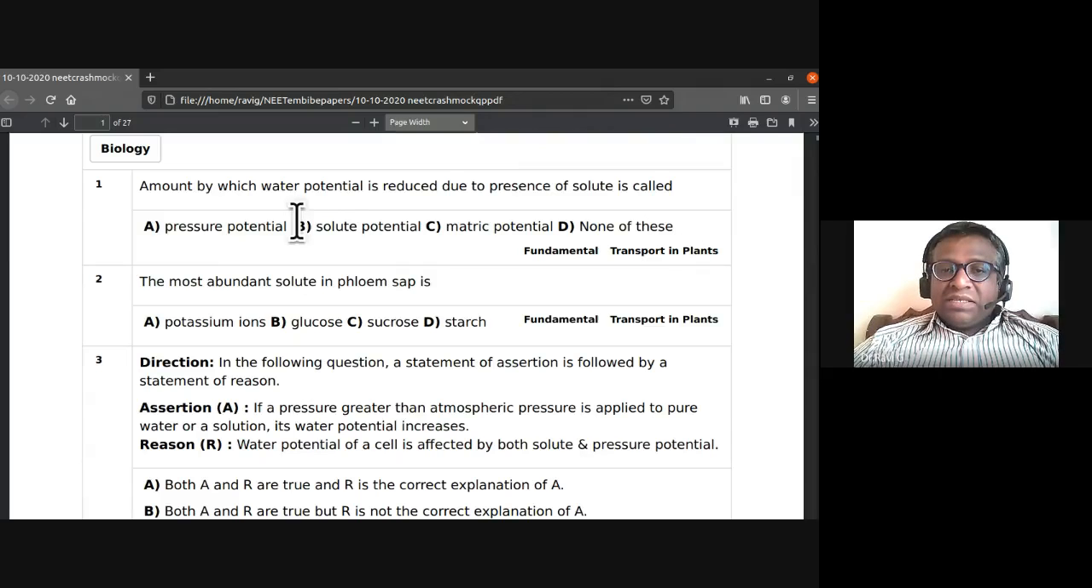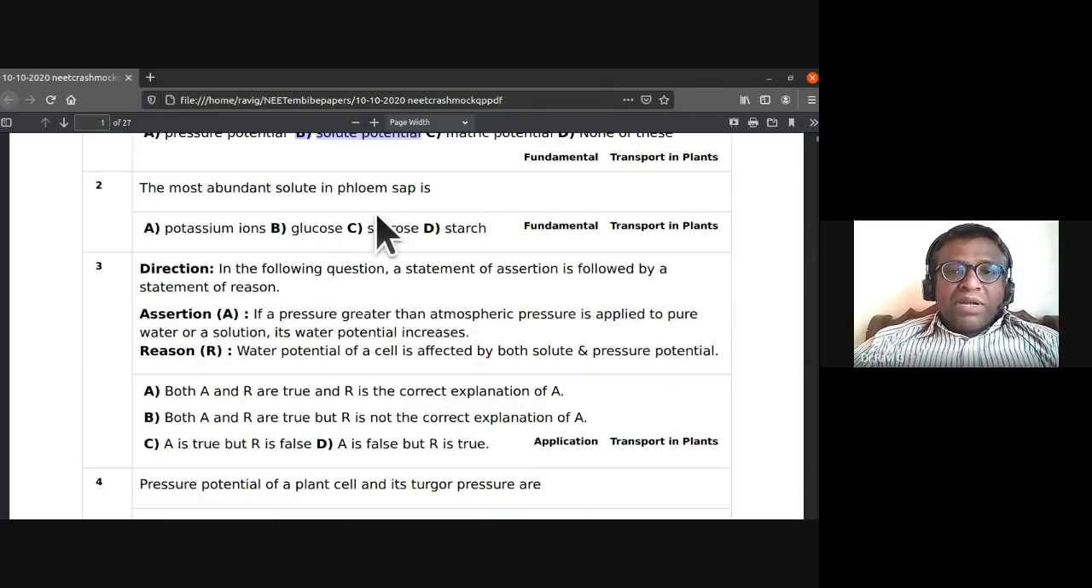So the answer is solute potential. Whenever solutes are added, the water potential is going to get reduced, so we call this solute potential. This is the definition of solute potential. The most abundant solute in phloem sap is, this is very easy, sucrose.